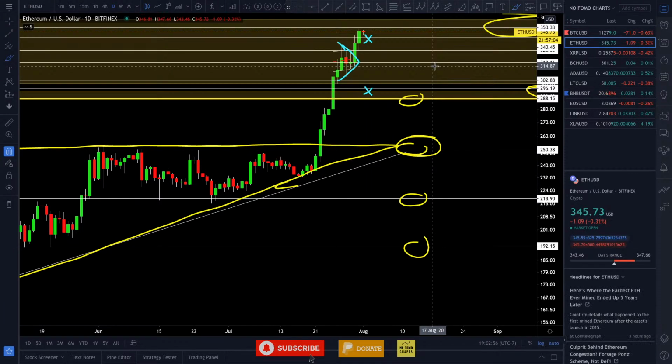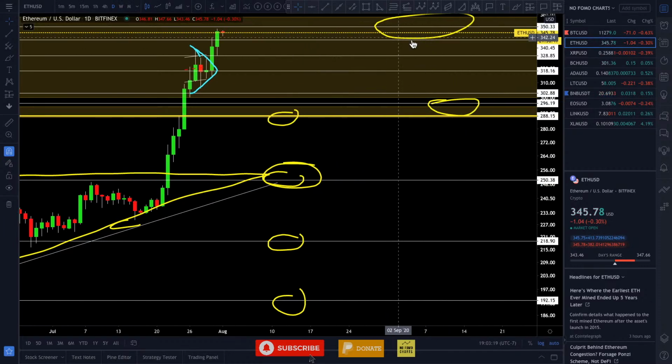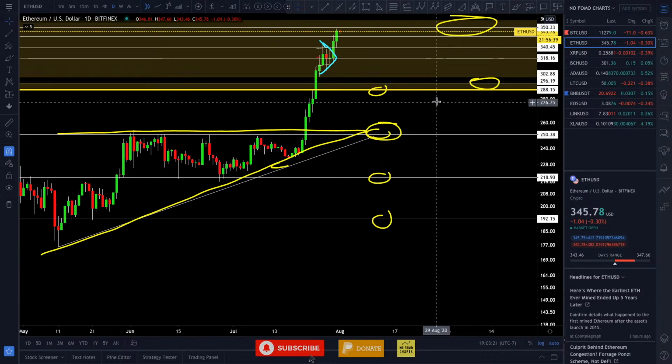Excuse me. So Ethereum, we hit our target. Look at the flag. The flag setup, it's hard to see, but the flag setup on the price is right here. And we measured it and the target hit exactly. Just 1 or 2 days from the technical analysis that I called out. So let's not get too excited though. We also hit a bullish target that I was saying from previous videos.